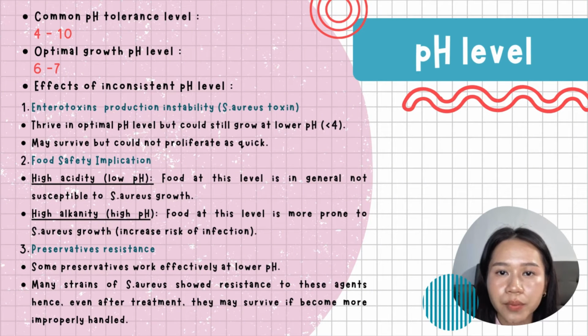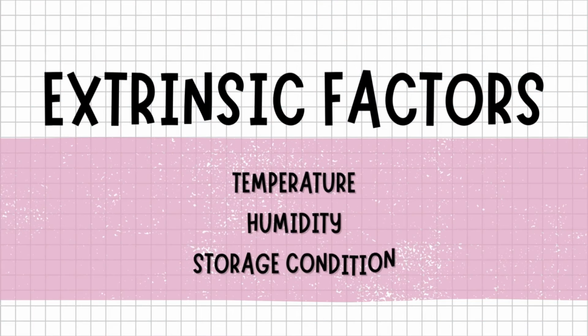Next intrinsic factor will be pH level. The common pH level for most pathogens to grow is between 4 to 10. However, for S. aureus, the optimal growth pH level is between 6 to 7, which tends to be in more neutral condition. Inconsistent pH level will cause enterotoxin production instability, food safety implications, and some S. aureus strains will still survive in certain preservatives.